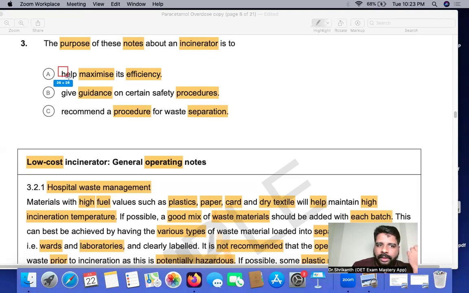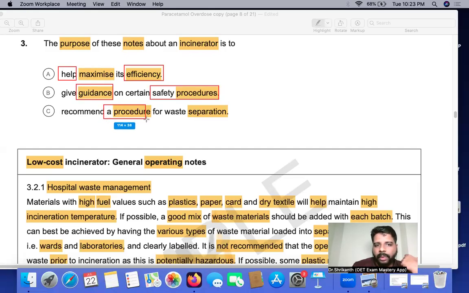So the verbs over here are: help the person maintain, maximize his efficiency; give guidance on certain safety procedures; and then recommend one procedure for waste separation. Now, you tell me, we have read this entire thing in full detail. What is the purpose? What is the reason for writing this letter? So this is a little bit tricky question, because here we have to use our reasoning skills. You have to use self-reflection over here.